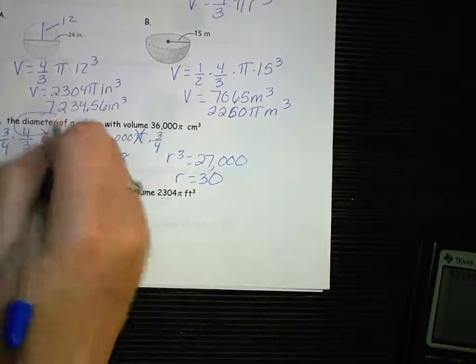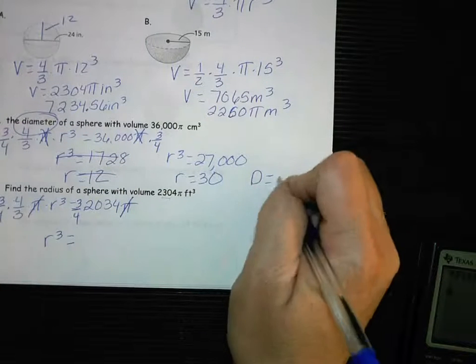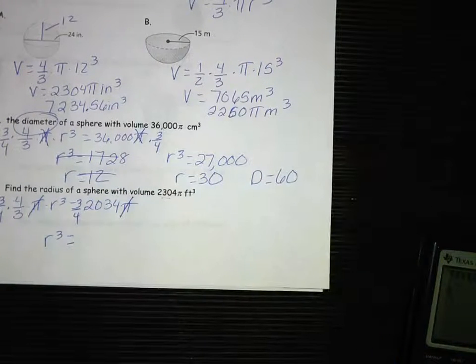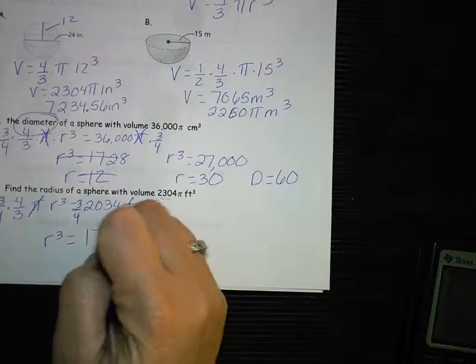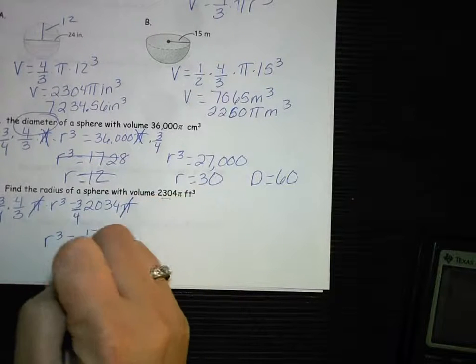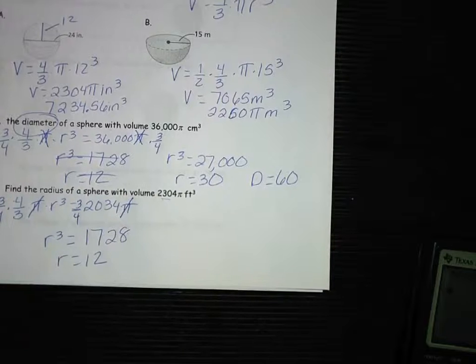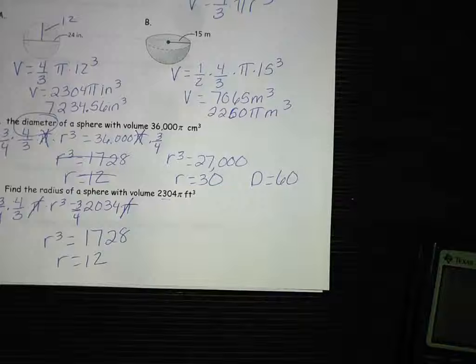And with this one, they asked the diameter. So the diameter will be twice that. And with this one, you end up with the 1728, and your radius equals 12. Sorry, I looked at my wrong example on my paper.